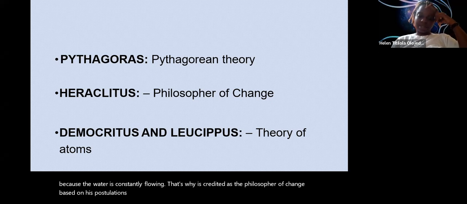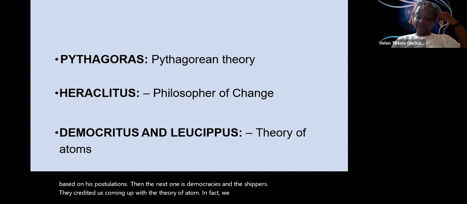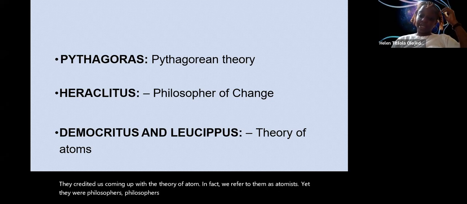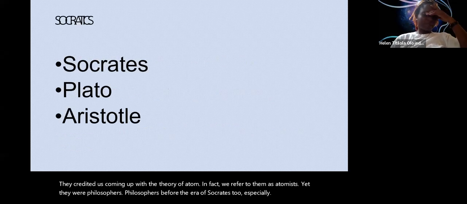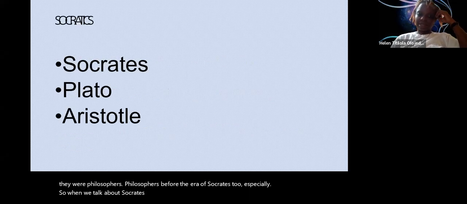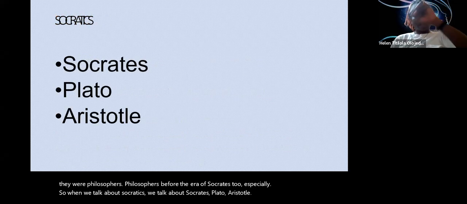Then the next ones are Democritus and Leucippus. They're credited as coming up with the theory of the atom. In fact, we refer to them as atomists, yet they were philosophers, philosophers before the era of Socrates too. When we talk about the Socratics, we talk about Socrates, Plato, Aristotle.